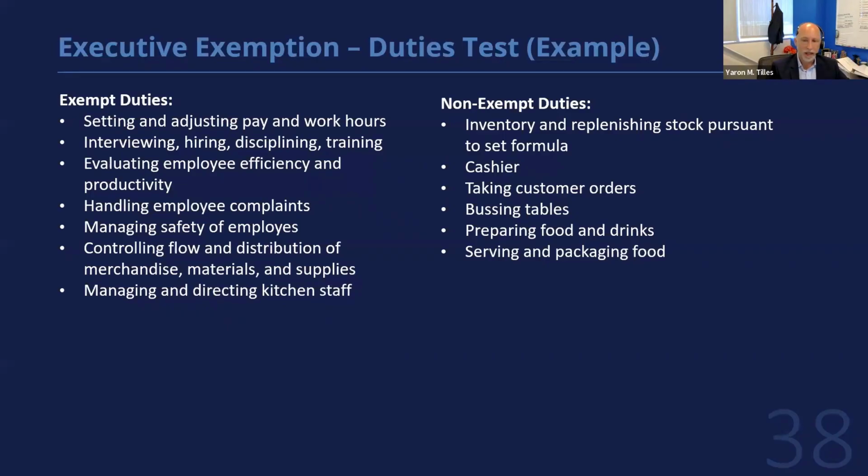So in that same restaurant, the following duties would likely be non-exempt. Inventory and replenishing stock pursuant to a set formula, cashier, taking customer orders, bussing tables, preparing food and drinks, serving and packaging food. And obviously, these are samples for that particular industry. They vary for every industry, but this hopefully gives you a sense of how they would break down and things to consider. Next slide.